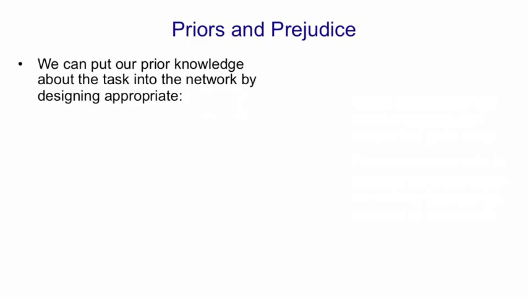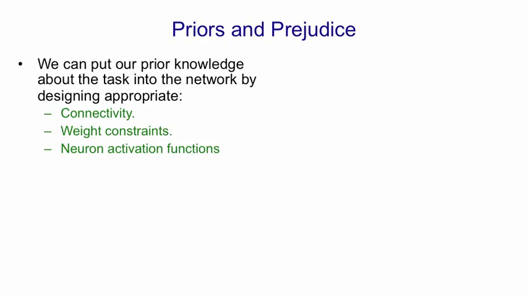I now want to go to a very general point about how to inject prior knowledge in machine learning, and it applies particularly to neural networks. We can put in prior knowledge, as is done in LeNet 5, by the design of the network. We can have local connectivity, we can have weight constraints, or we can choose neural activities that are particularly appropriate for the task we're doing.